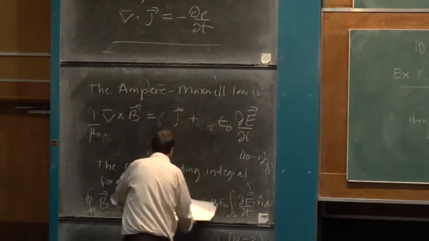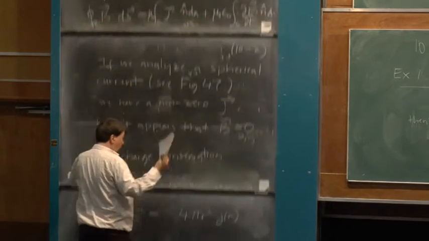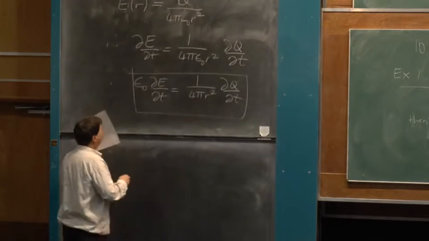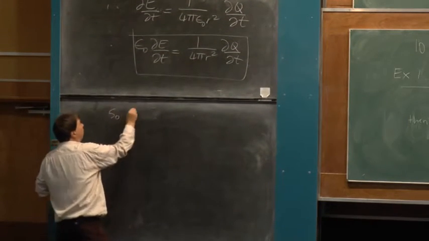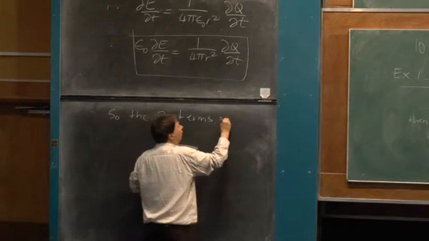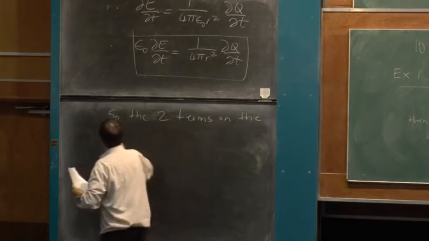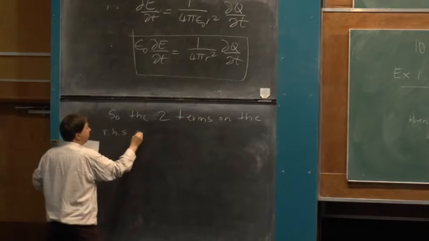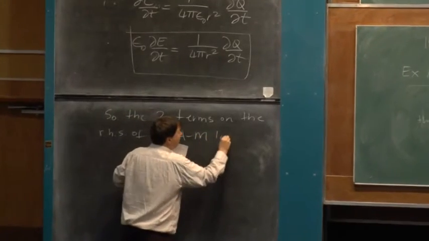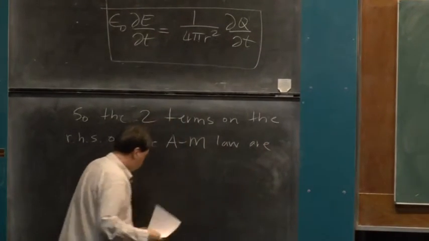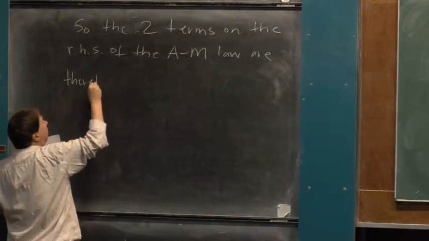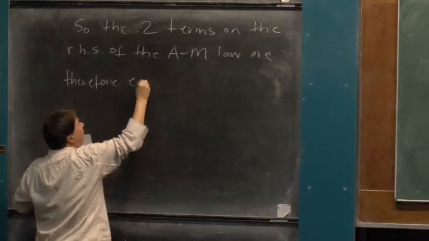So again, let's just tidy that up with a last board note. The two terms on the right-hand side of the Ampere-Maxwell law are therefore equal and opposite in this case.